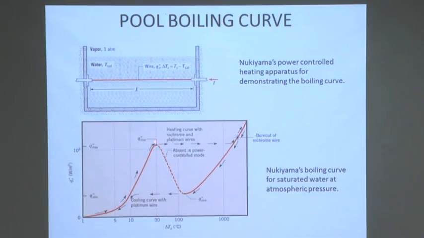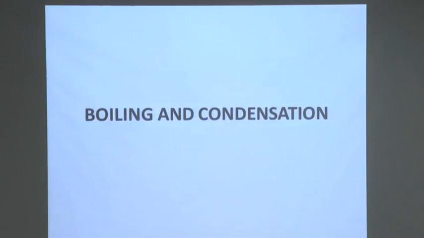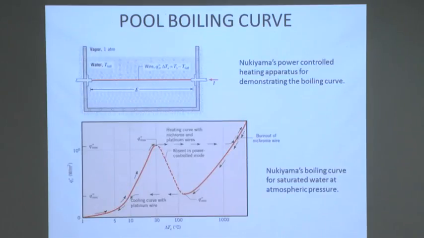But after reaching this point, suddenly we see the wire is melted. The circuit is broken. The entire experiment is stopped. Why is the wire melted? This is because the temperature we found after reaching this point suddenly jumps up to a very high value, even if I don't change the power.